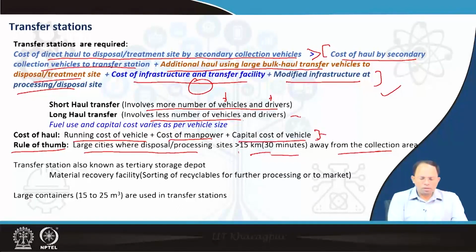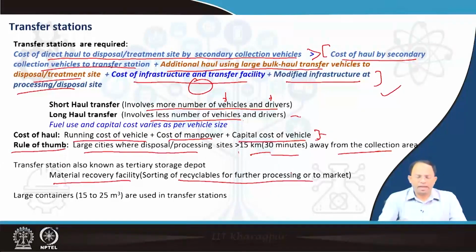Transfer stations are also known as tertiary storage depots, and sometimes they also include material recovery facilities. So sorting of recyclables for further processing or for sending to the market could be done at these transfer stations, because this is where all waste is coming. We can do sorting and all these things, and then we can send the sorted waste to the market, to some waste processing facility, or to the final landfill site. So a transfer station is a suitable area where we can do this.